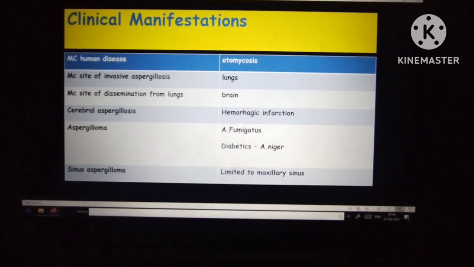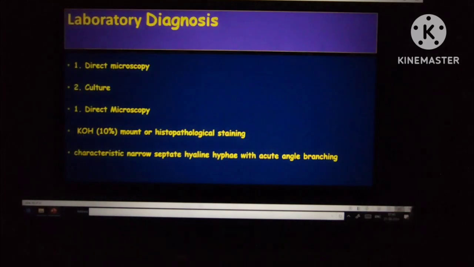So cerebral aspergillosis usually presents with a hemorrhagic infarction. Aspergilloma is usually caused by Aspergillus fumigatus, but in diabetic patients it is caused by Niger. Okay, so whenever there is a sinus aspergilloma, it is usually limited to the maxillary sinus.